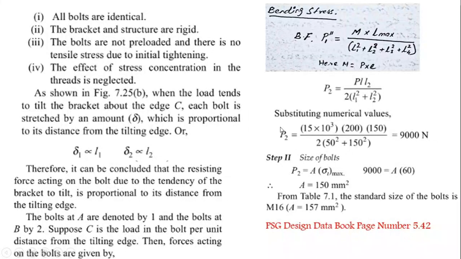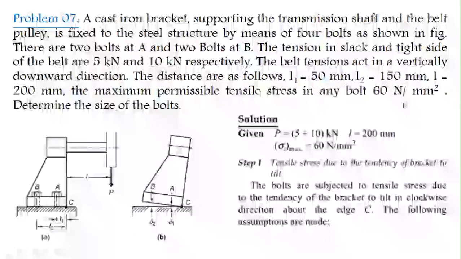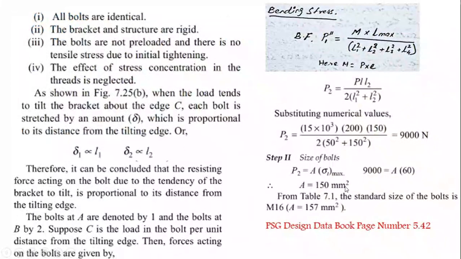From this equation we apply the numerical values. P2 equals 9000 Newton and the maximum tensile stress is 60 Newton per millimeter square. We apply the values and find the core area of the bolt, which is 150 millimeter square. Referring to the PSG data book, page number 4.2, from this area we will find the nominal diameter of the bolt used for this structure.